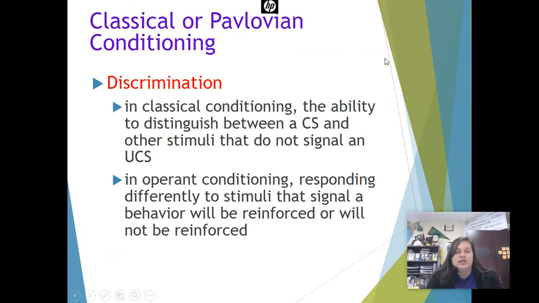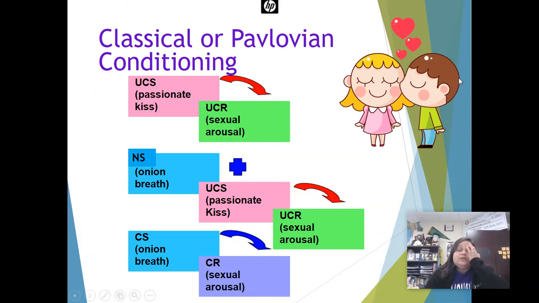We'll do some more examples of discrimination and generalization in this section. So in classical conditioning, discrimination is the ability to distinguish between a conditioned stimulus and other stimuli that do not signal a UCS. So a few examples here.